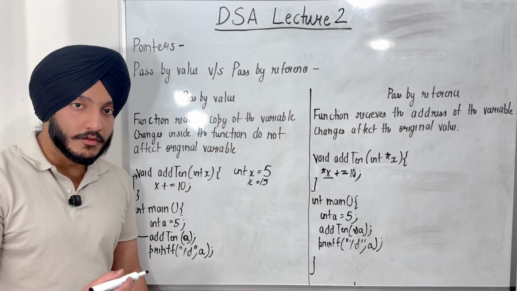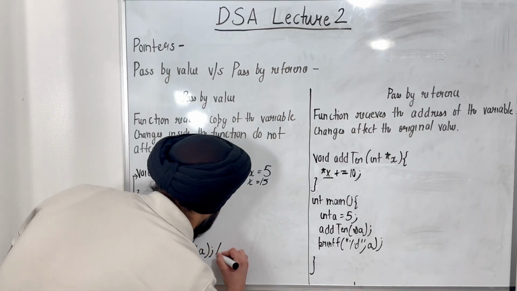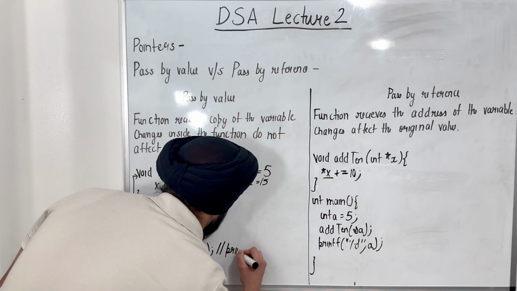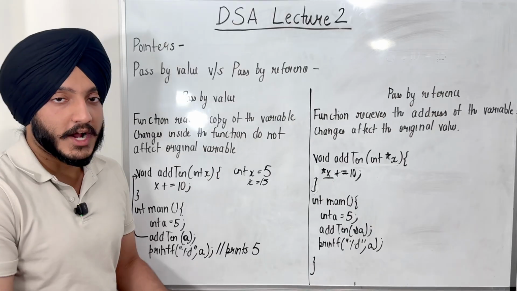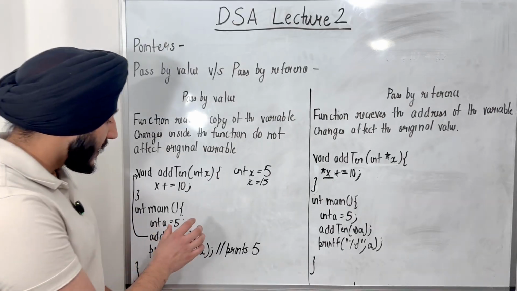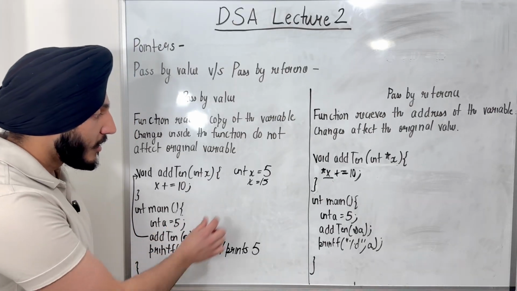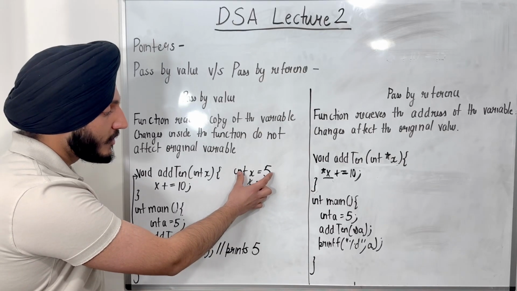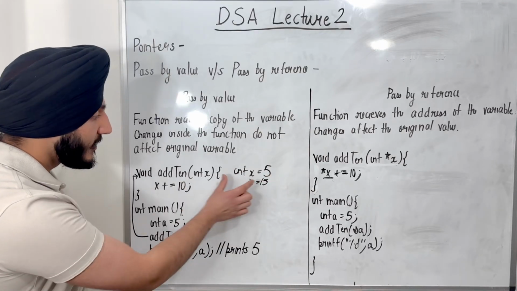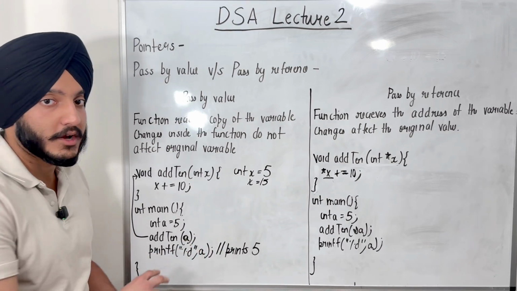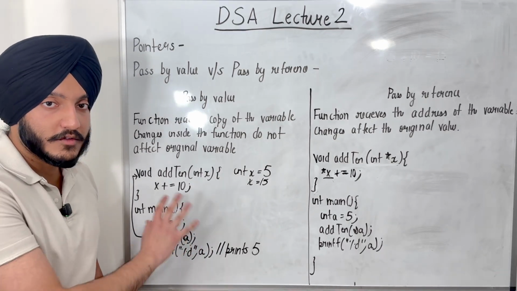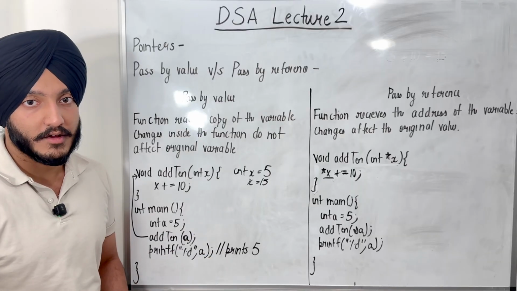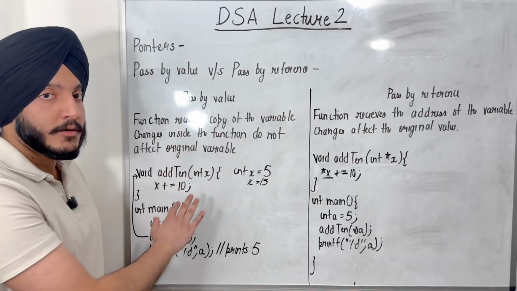Okay, so the answer to this question is it's going to print 5, right? I hope that makes sense. Why? Because in this case, I pass in the value a, a copy of it gets created, int x equal 5, and then we are adding 10 to the value x over here and not a. The original a that we created in the main is going to stay the same. It's still going to be 5. So I hope pass by value makes sense to you guys.